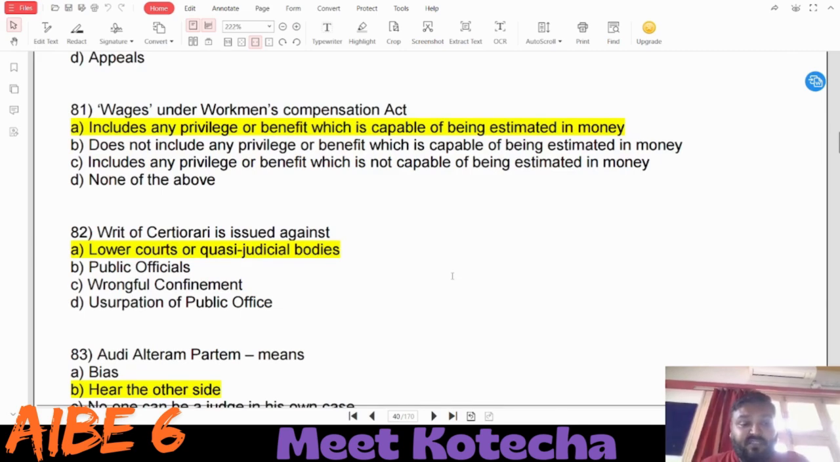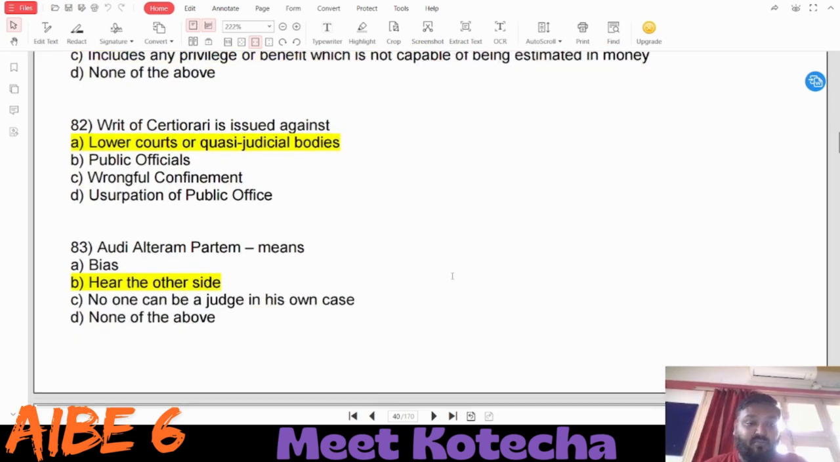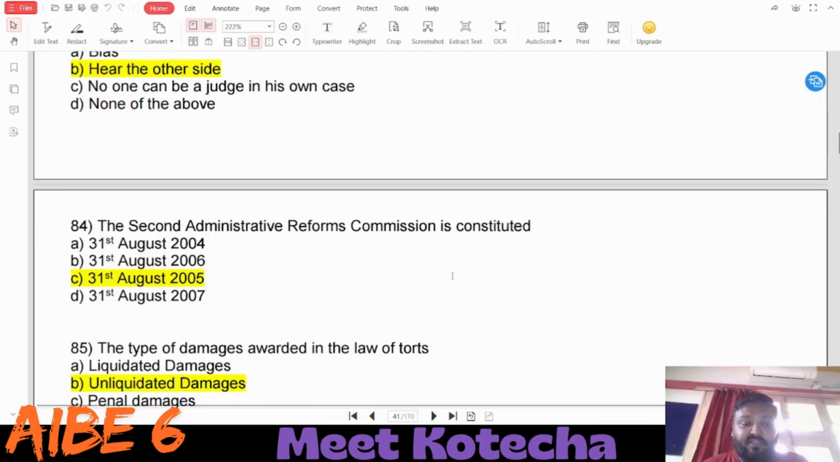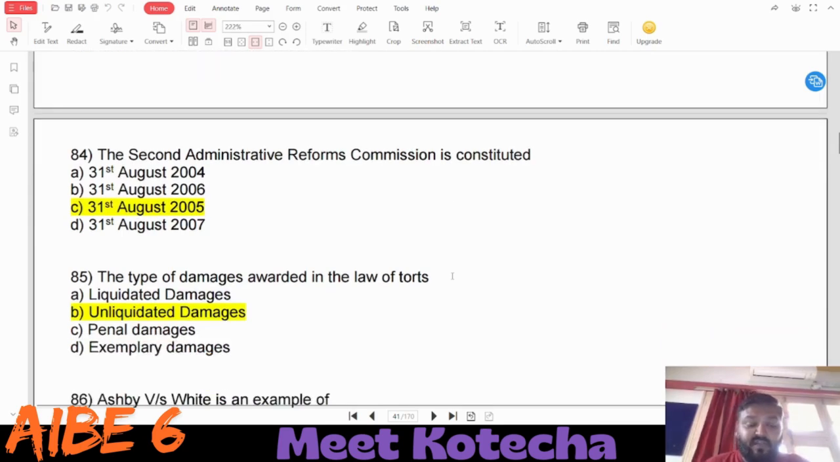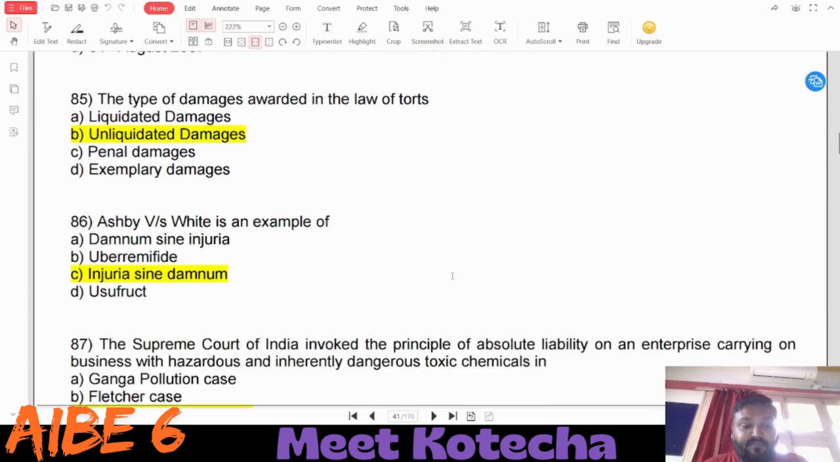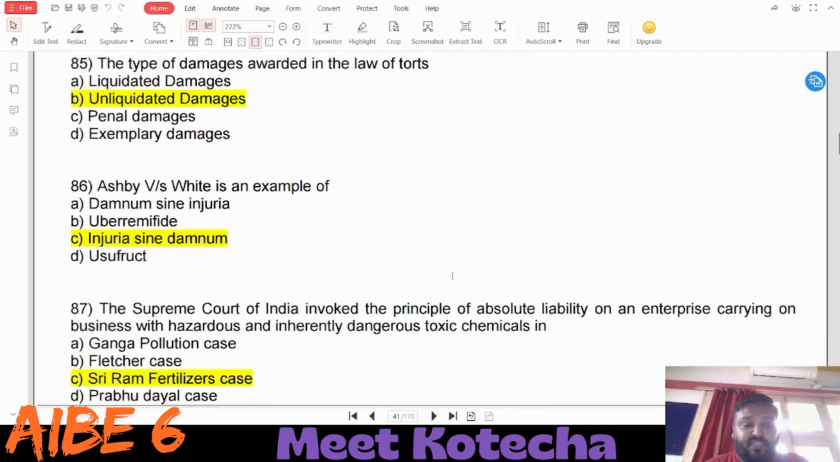Writ of certiorari is issued against lower courts or quasi-judicial bodies. Audi alteram partem means hear the other side. The Second Administrative Reforms Commission was constituted on 31st August 2005. The type of damages awarded in the law of torts is unliquidated damages. Hicks versus White is an example of injuria sine damno.